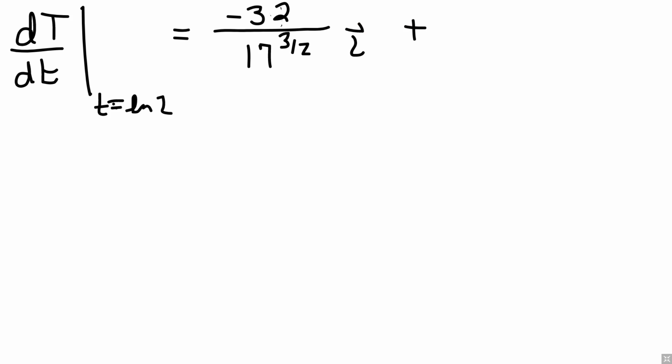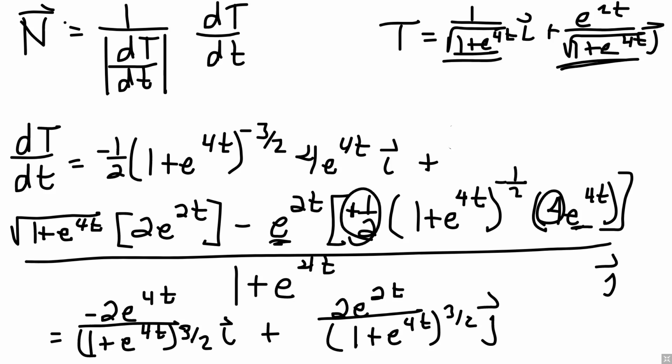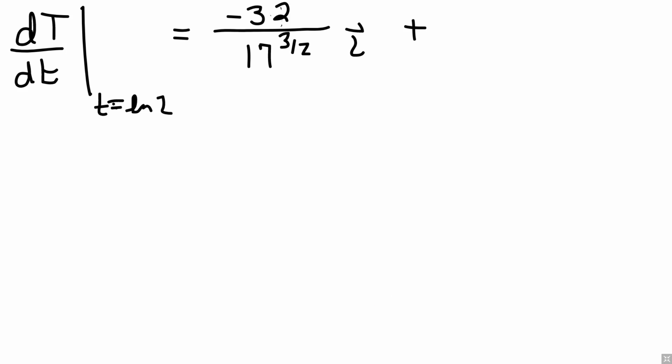Then plus. For this top term, if I put in the natural log of 2, I'm going to have 2 times 4, which is going to give me 8. And the denominator is going to be the same, so it's going to be 17 to the 3/2 power in the j direction. Any questions?